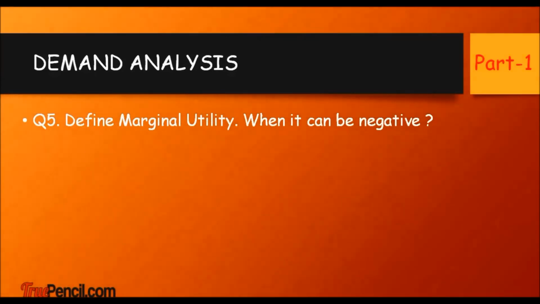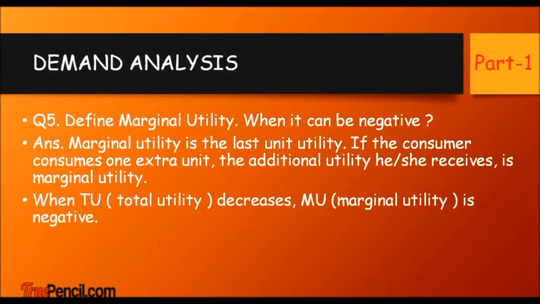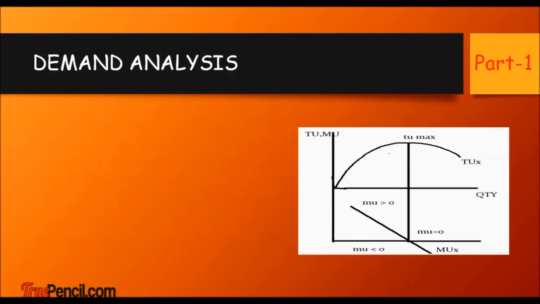Now question number 5 is, define marginal utility. When can it be negative? You see, marginal utility is the last unit utility. If the consumer consumes one extra unit, the additional utility he or she receives is marginal utility. Now, when TU, that is total utility, decreases, MU or marginal utility is negative. Symbolically, MU n equals TU n plus 1 minus TU n. Okay.